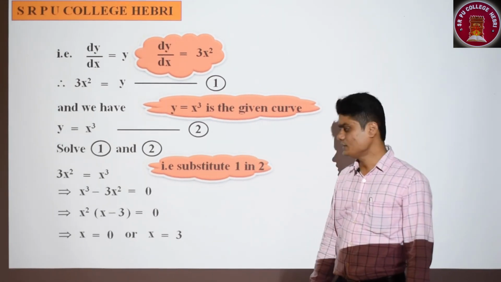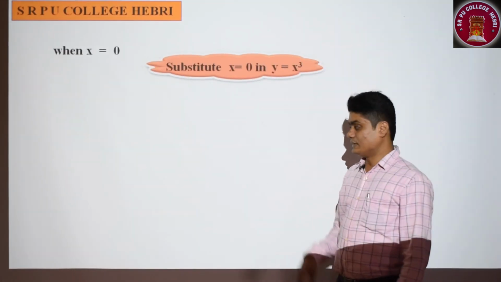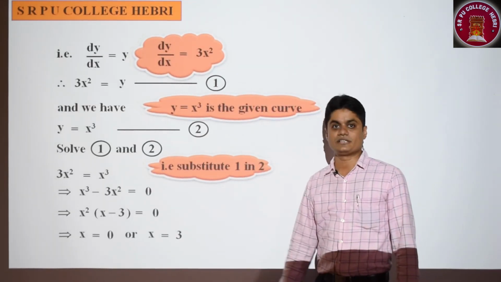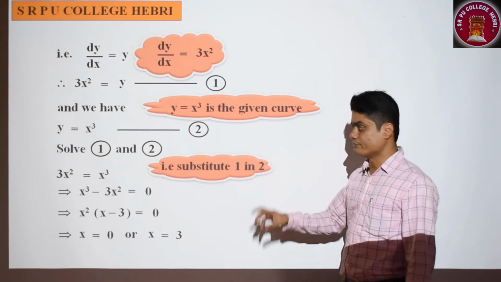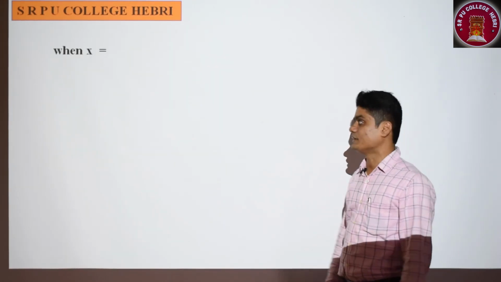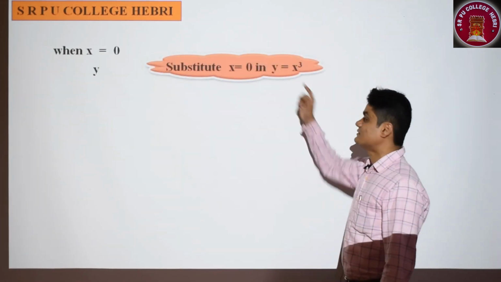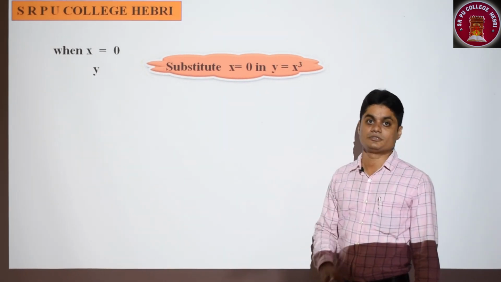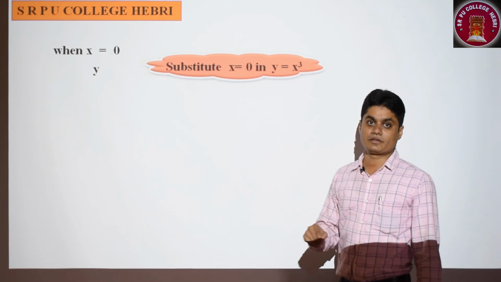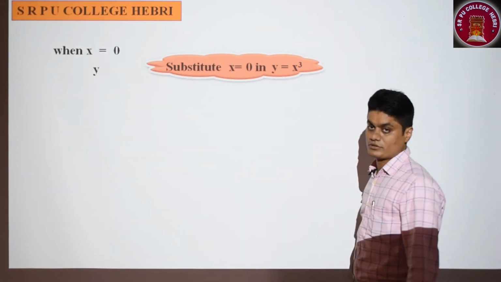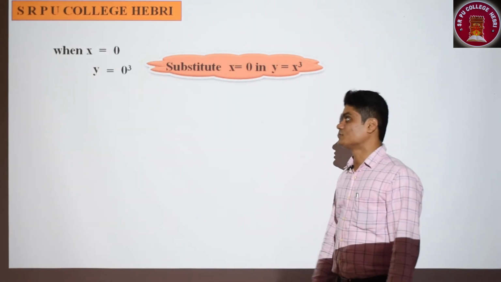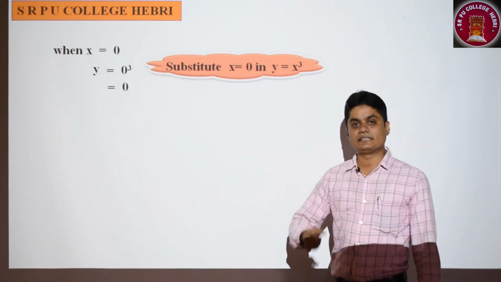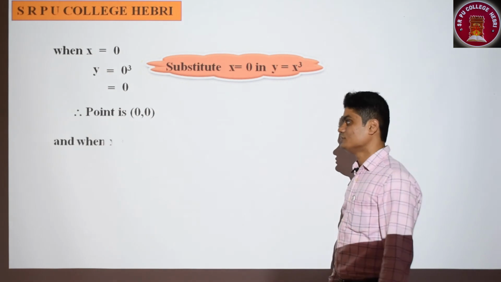Correct? Okay. Now as you know, there are two cases here. x is equal to 0 and x is equal to 3 are the two different cases, and in both cases we have to find out the values of y. Now when x is equal to 0, where should we substitute? You should substitute in the curve, nowhere else. What is that curve? y is equal to x cube. So substitute x is equal to 0, you'll get y is also equal to 0. So one common point between the tangent and the curve is 0, 0.